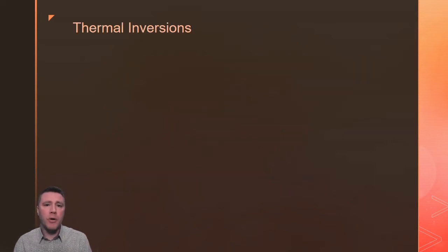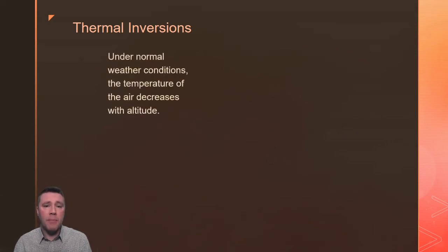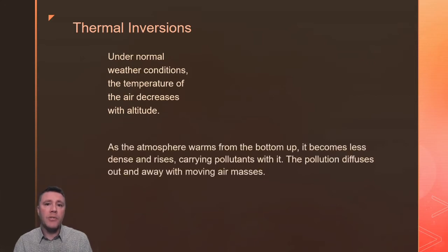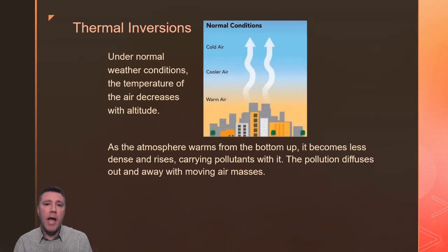You may recall from an earlier unit that temperature decreases in the atmosphere as altitude increases. Since the atmosphere warms from the surface of the Earth up, air masses become less dense and begin to rise. Pollutants that are suspended in that air mass are also carried up as the air rises. Under normal conditions, those pollutants are free to diffuse and be carried away.